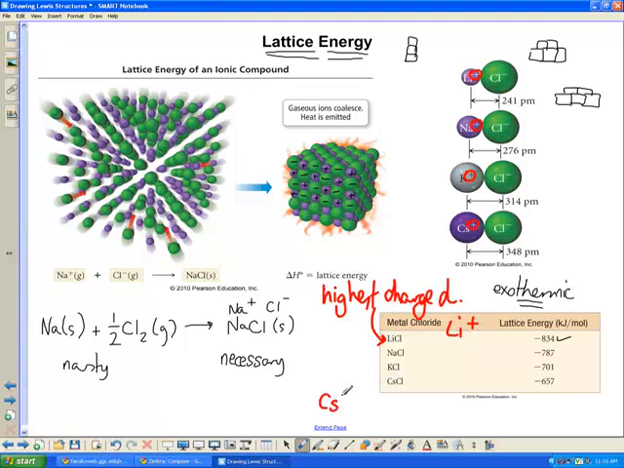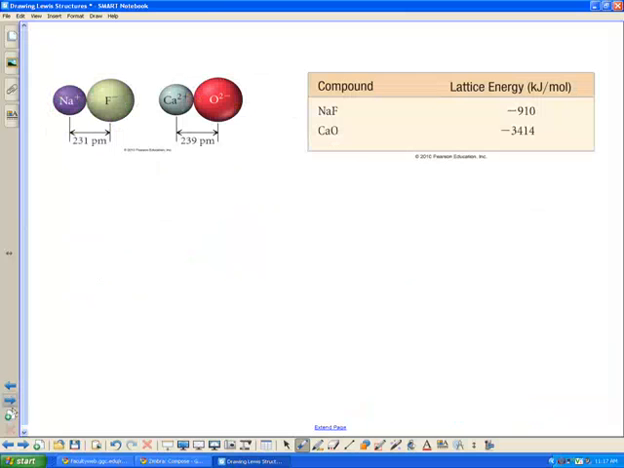Cesium plus, because it's the biggest and still has a +1 charge, has the lowest charge density. Therefore, the amount of energy that comes out is less. It's still a good amount of energy, but it's less. We're talking about a trend here. So that's a little bit about lattice energy.